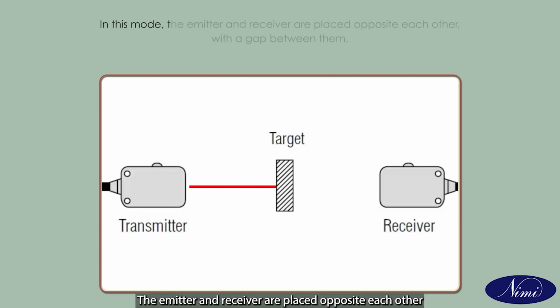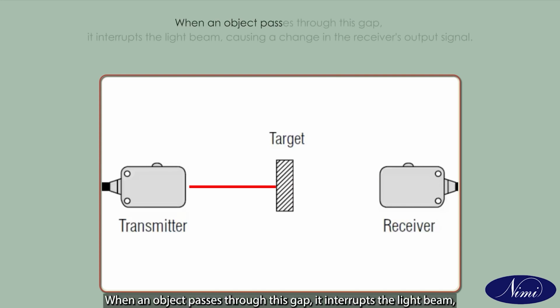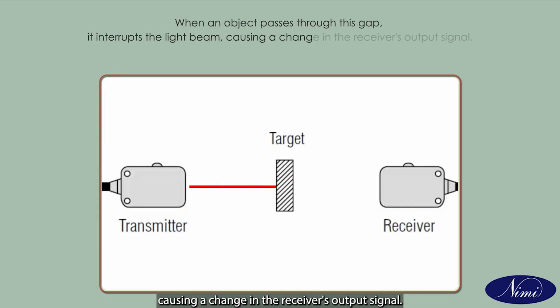In this mode, the emitter and receiver are placed opposite each other with a gap between them. When an object passes through this gap, it interrupts the light beam, causing a change in the receiver's output signal.